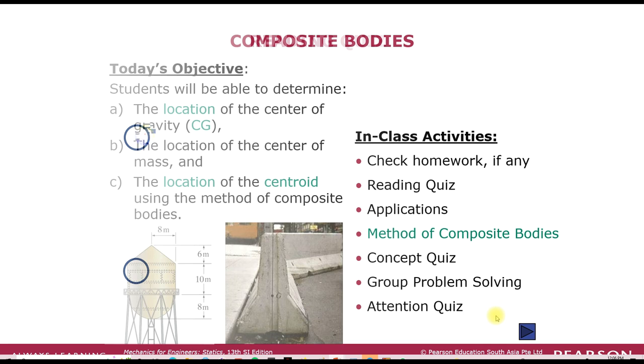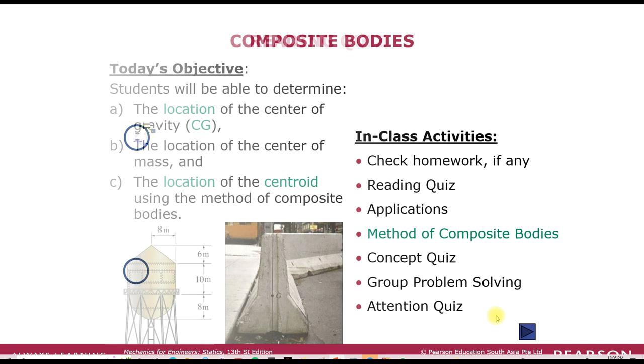So when we use formulas like x equals the summation of x_i times A, it doesn't matter how many pieces, just the total of x times the area, divided by the summation of the area. Or if you want to find the center of gravity, we use the weight, okay?